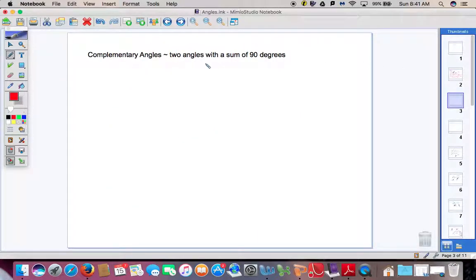Okay, complementary angles. Complementary angles have a sum of 90 degrees. Some people remember this as C means corner. And when we're talking about a corner, we've got that box. And the box, we know, indicates that two lines are perpendicular to each other, which means the angle is 90 degrees. So two lines that are perpendicular to each other form a 90-degree angle. And so C means corner.